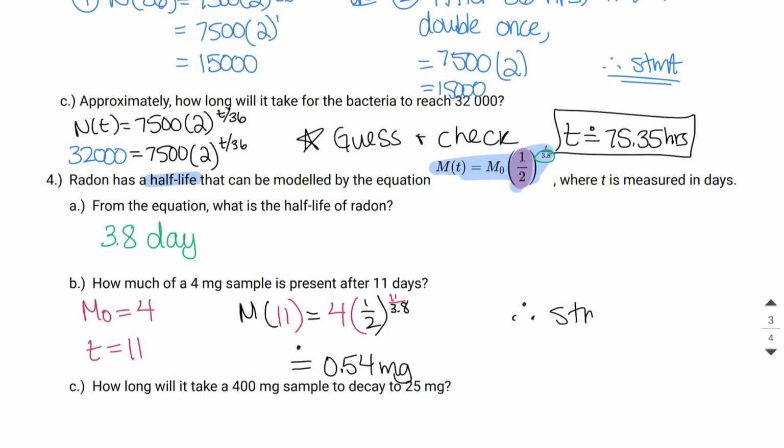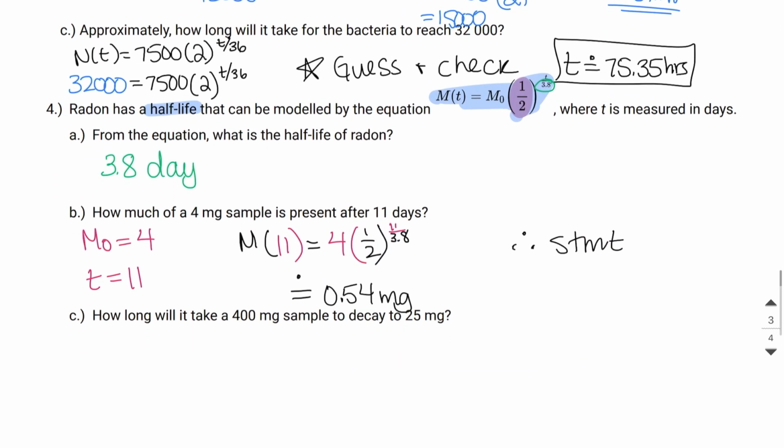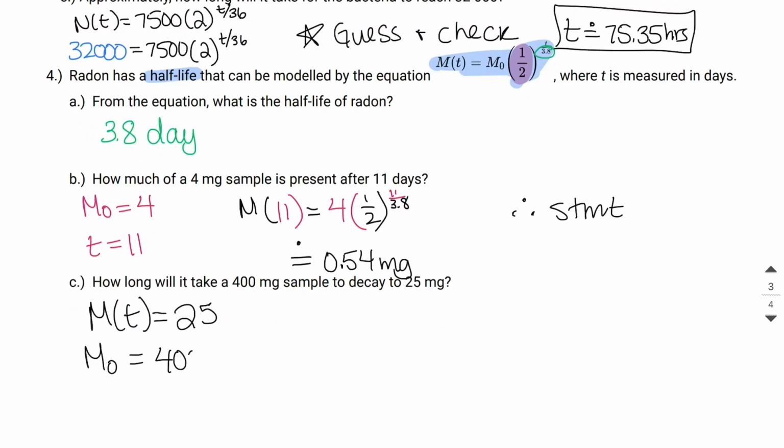And then don't forget to write your therefore statement. Okay? And then question C says, how long will it take a 400 milligram sample to decay to 25 milligrams? So let's fill in all of that information here. So we know that M of t is going to be equal to 25. That's the final amount. We know m sub 0 is 400, and we're trying to find out what the t is. So here I'm going to say 25 equals 400 times 1/2 to the power of t over 3.8. And then I'm just going to play around with some numbers until I get there.